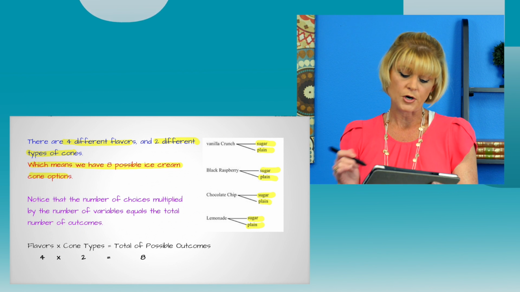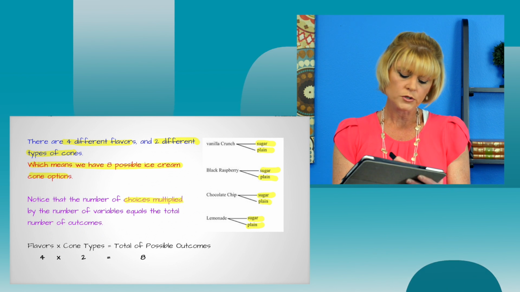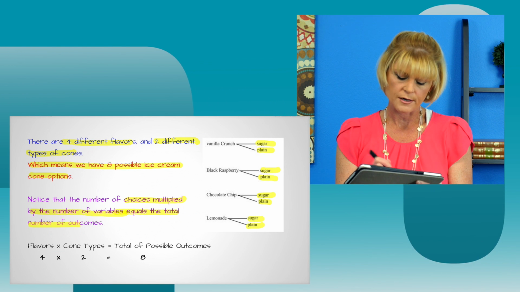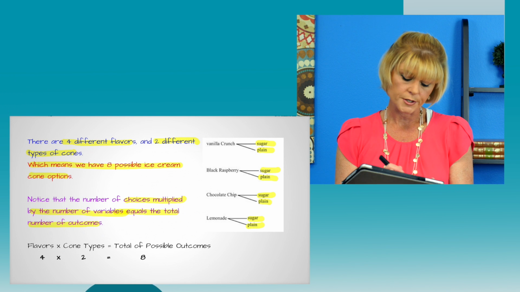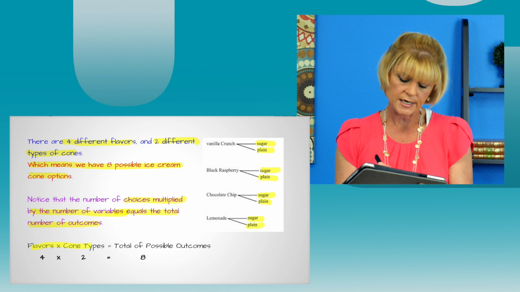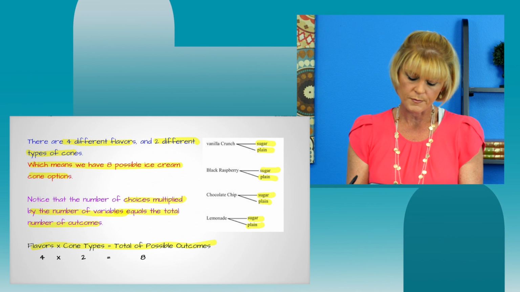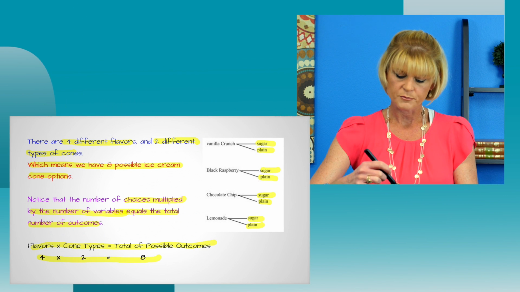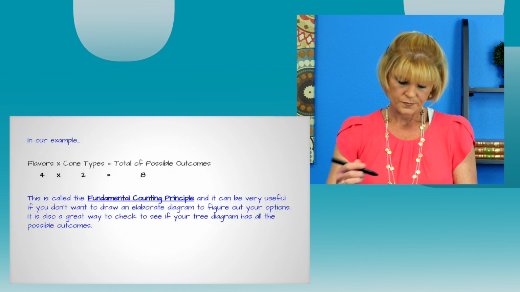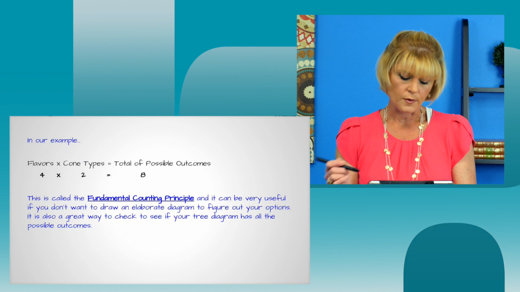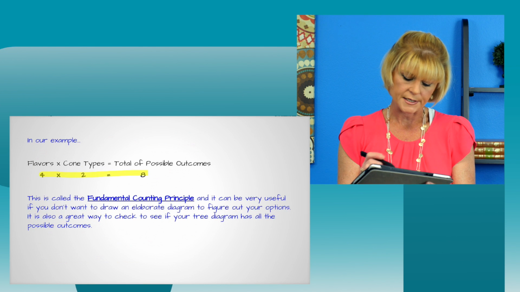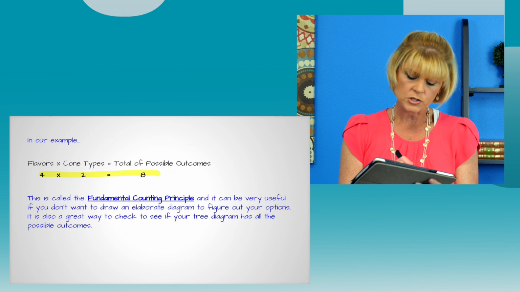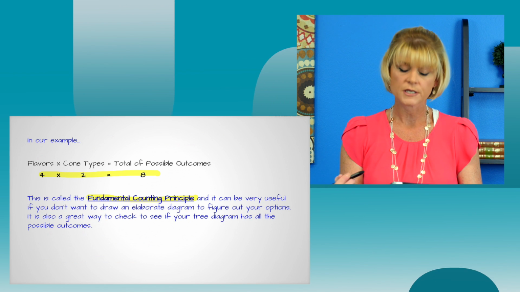So notice that the number of choices multiplied by the number of variables equals the total number of possible outcomes. In other words, the flavors times the cone types equals the total of possible outcomes, or 4 times 2 equals 8. Pretty simple. So in our example, we had 4 times 2 equals 8. This is called the fundamental counting principle.